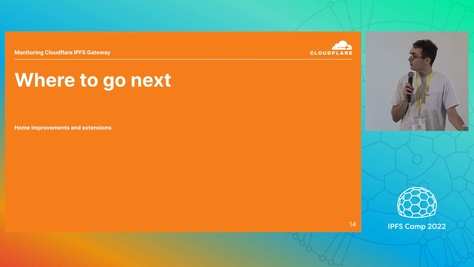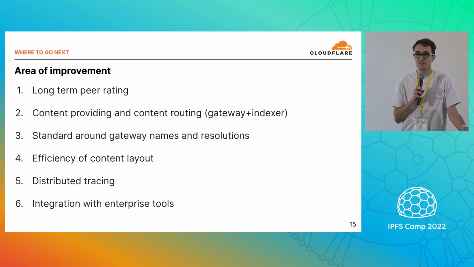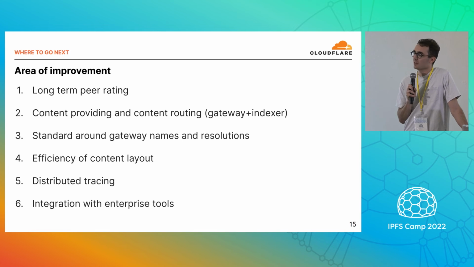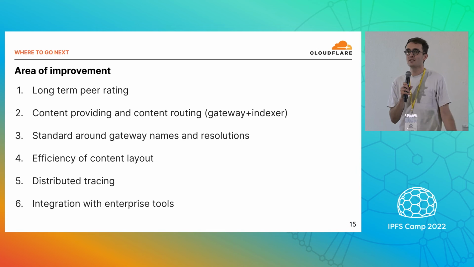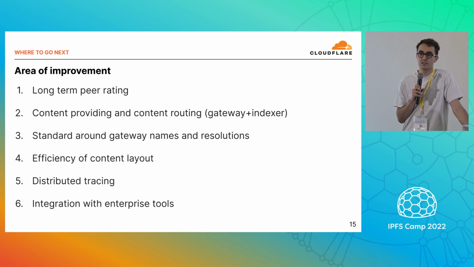From that, where do we go next? This is a non-exhaustive list of improvements that we would like to have. Mainly, having some kind of peer rating and peer reputation would be interesting, especially to know which peers the gateway should peer with, depending on the content. Also, on content routing and content providing, having gateway plus indexes plus more interactive participation with data providers is important, because a minute to retrieve a content is just too much on certain providers.